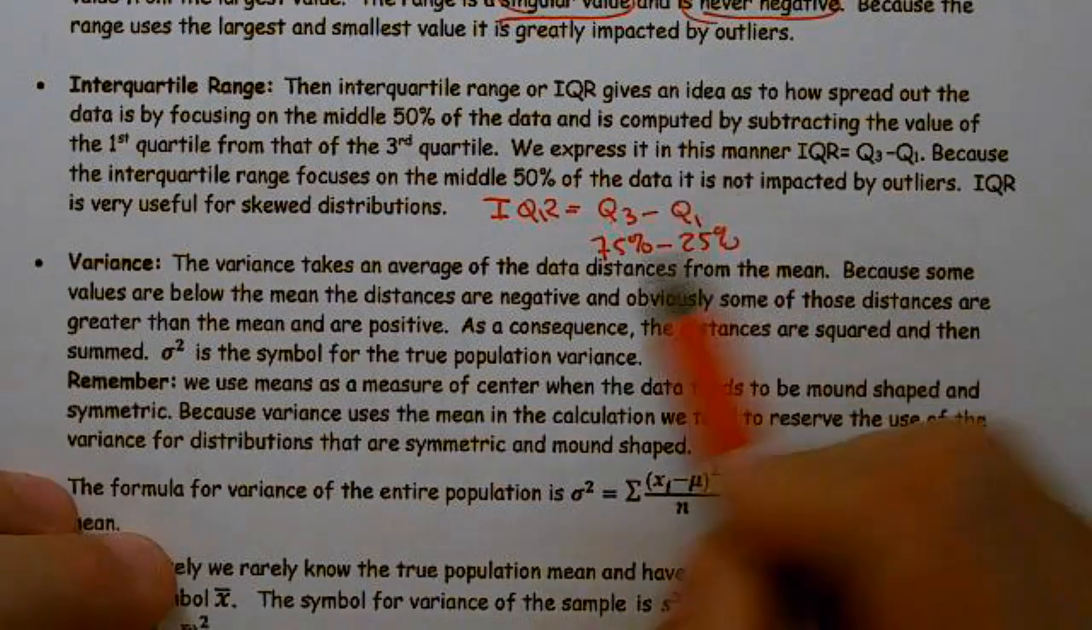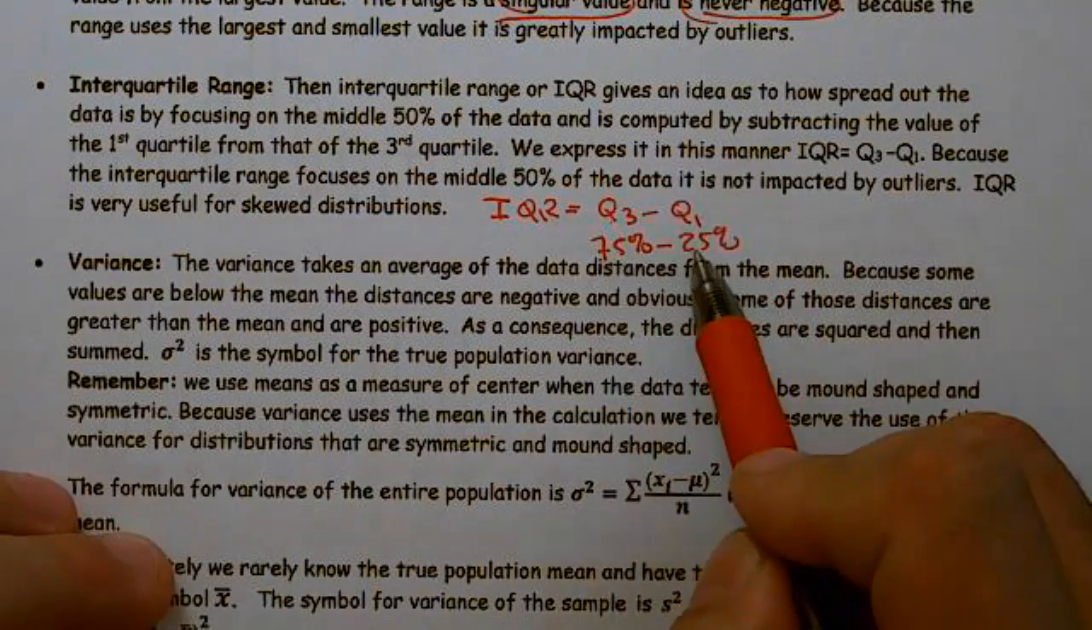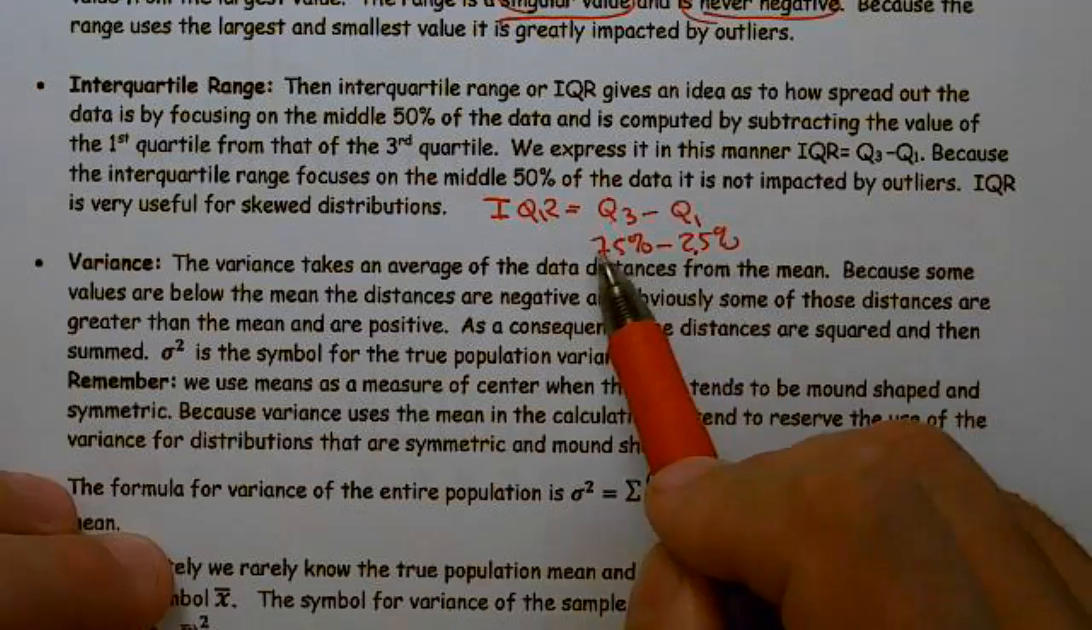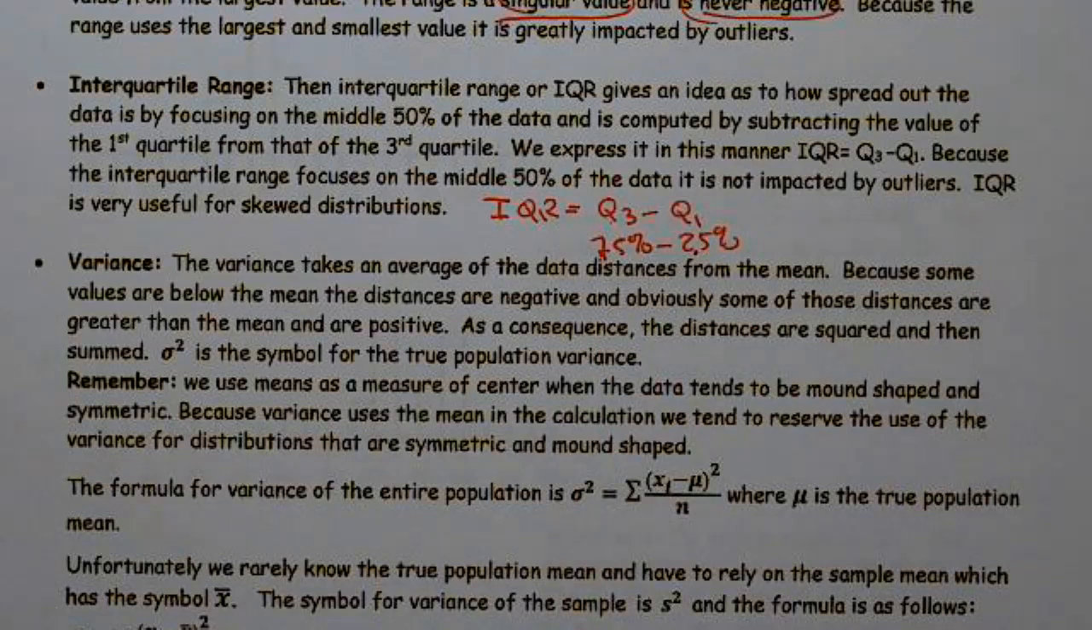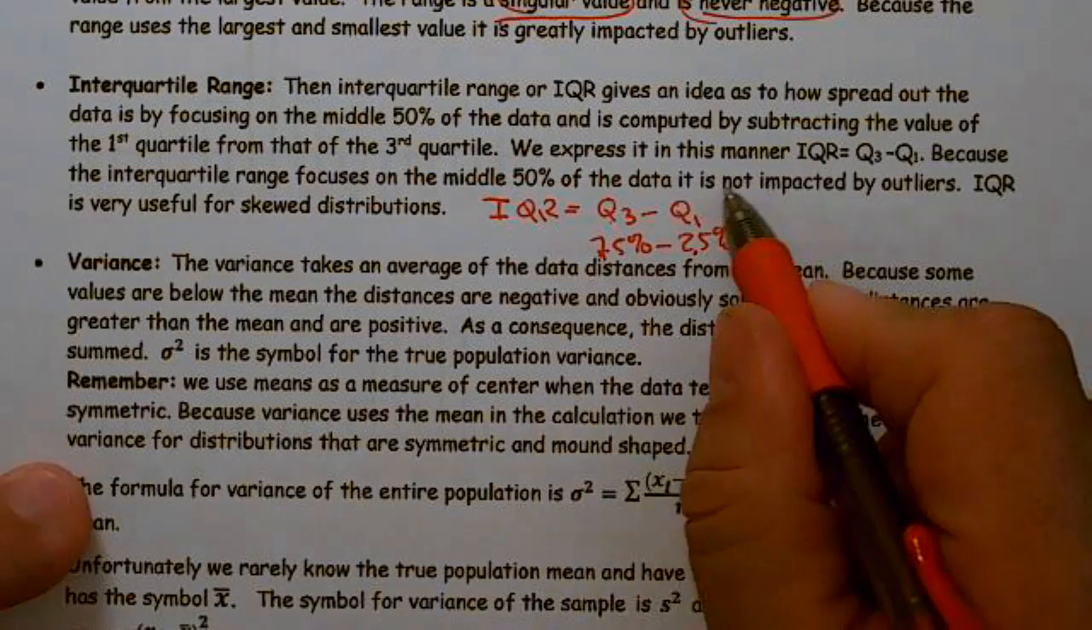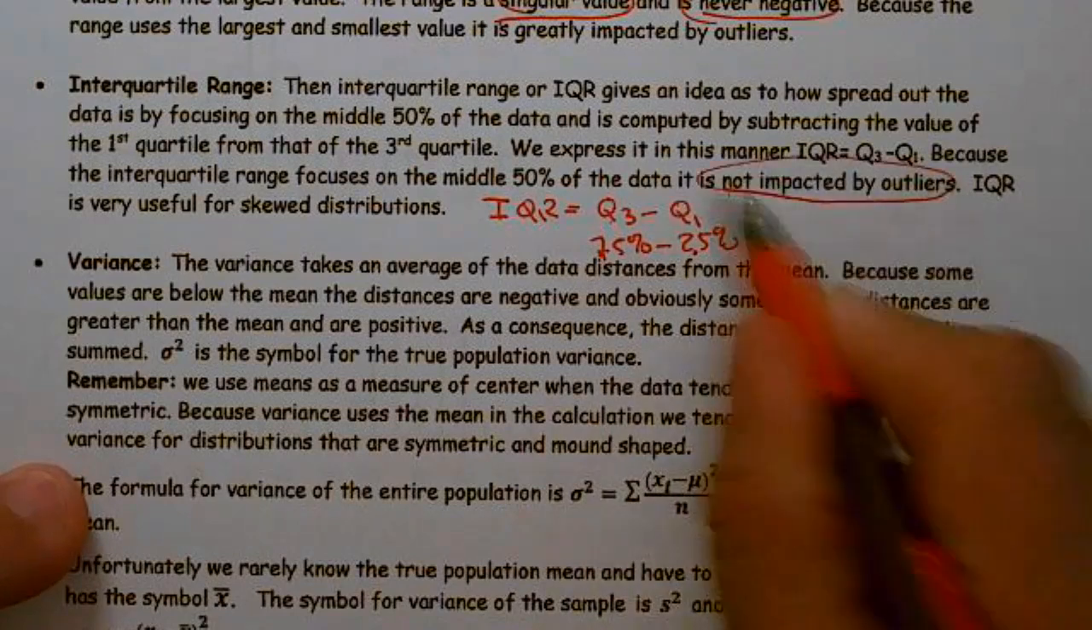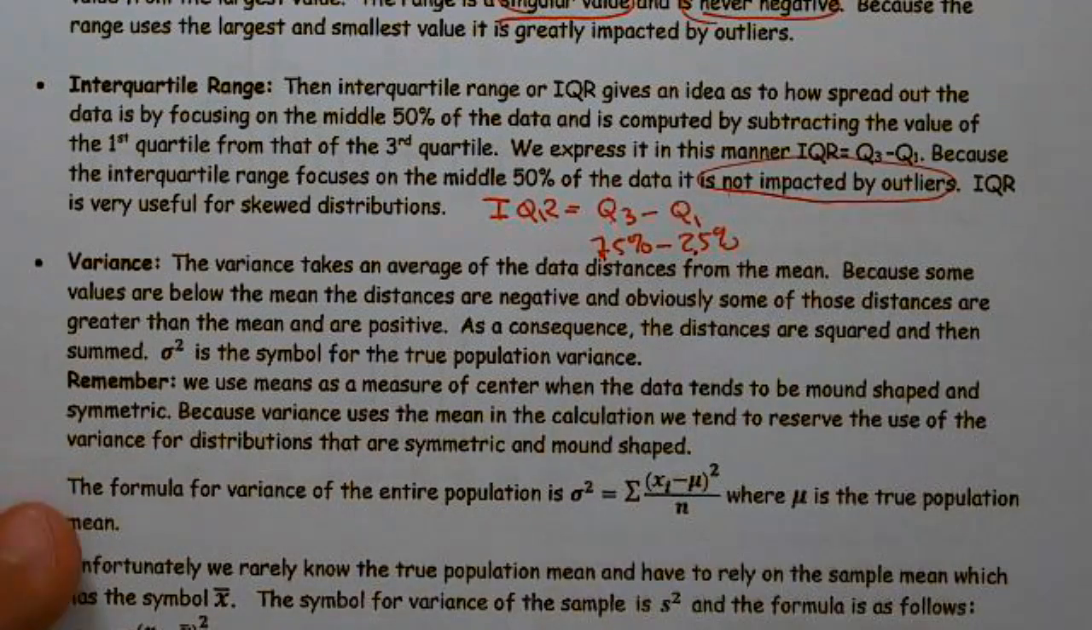Obviously, we're not looking at the lower 25% of the data, and we're not looking at the upper 25%. We basically ignored the ends. Well, if we ignored the ends of the data, that means we're not impacted by outliers. The IQR is not impacted by outliers.